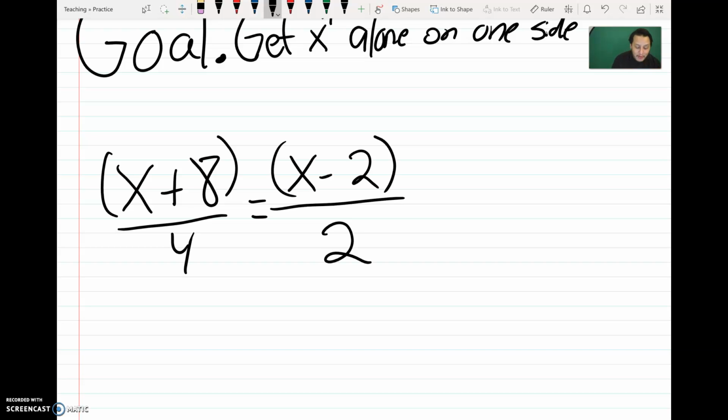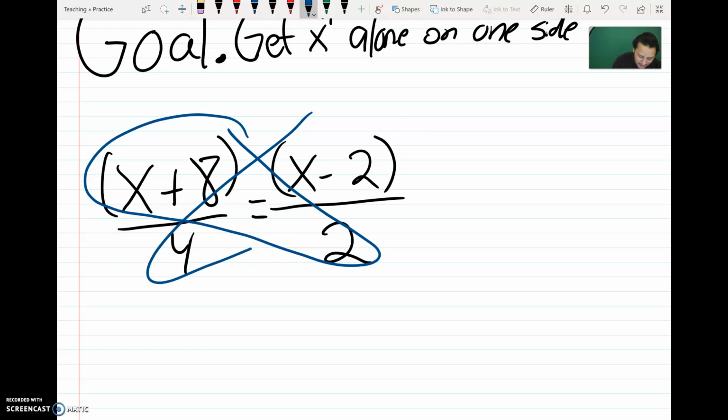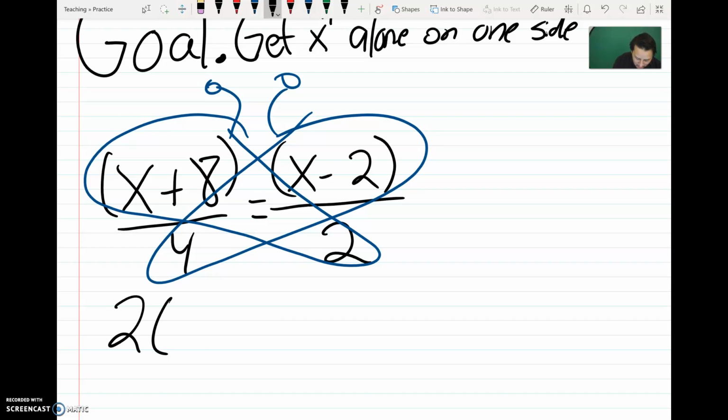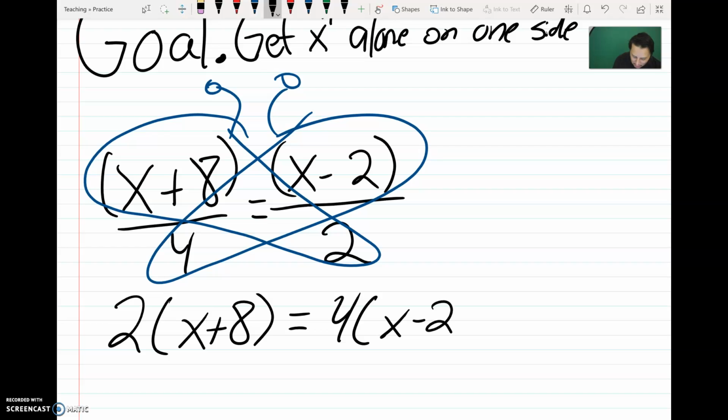So, what we do here, guys, is we cross multiply first. So I'm going to cross multiply. I'll draw my little butterfly antennas because it's the butterfly method. Okay, then I'm going to get this distribution: 2 open parentheses x plus 8 close parentheses equals 4 open parentheses x minus 2 close parentheses.